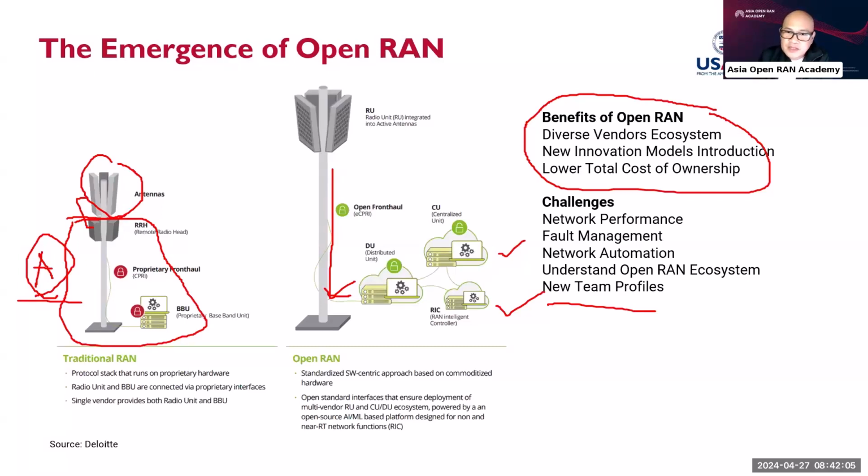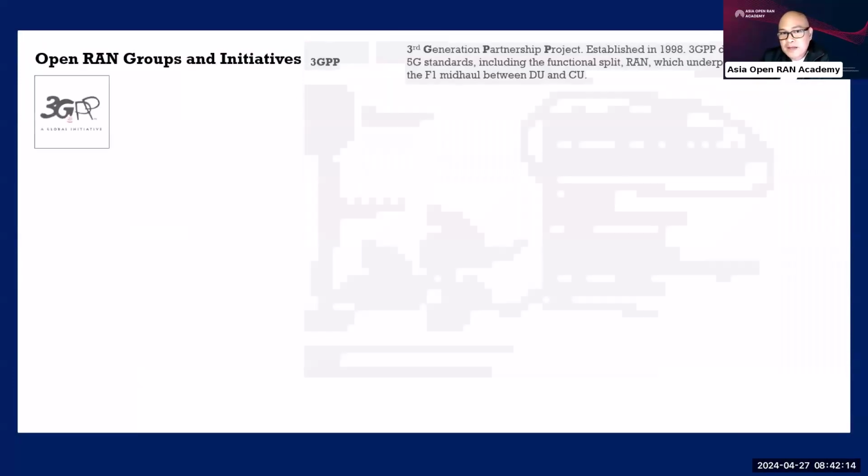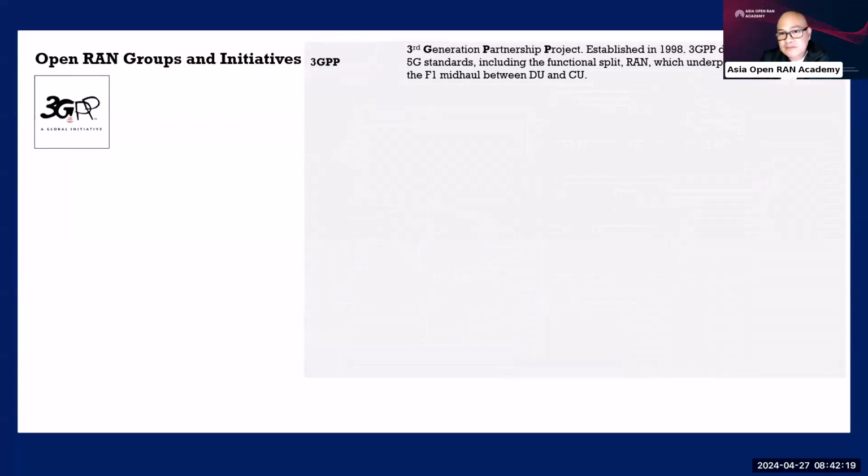Okay, so in the implementation of Open RAN, of course, there are a lot of groups and initiatives that are involved. First, of course, is 3GPP, the Third Generation Partnership Project. This was established in 1998, and 3GPP defines the 3G, 4G, and even the 5G standards, including the functional split of the radio access network, which includes the Open RAN, the fronthaul, and the F1 midhaul between the DU and the CU.